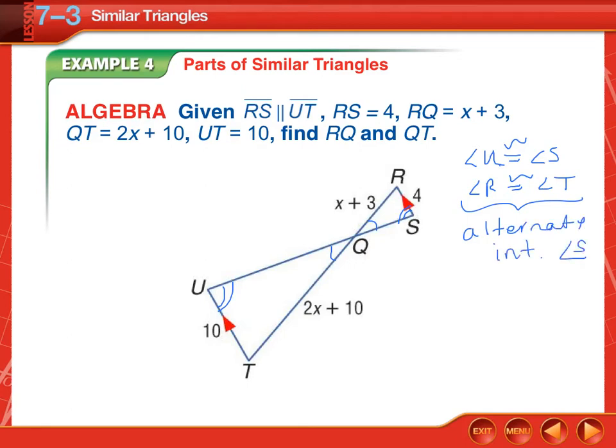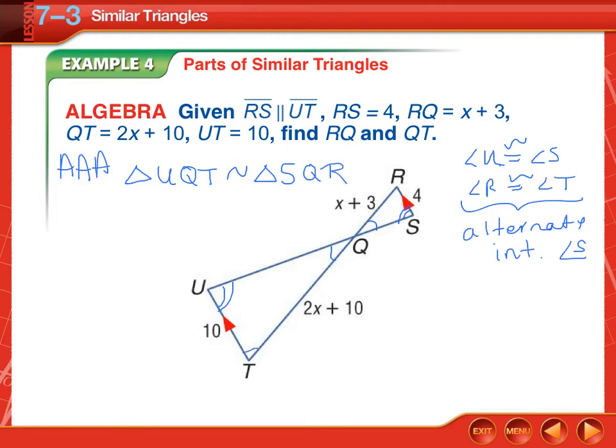I'm going to abbreviate. Okay, so that tells us right away, angle, angle, angle. These two triangles are similar. Let's start with a similarity statement. If I write UQT over here, corresponding order would say U is corresponding to S. Q is corresponding to Q, and T is corresponding to R.